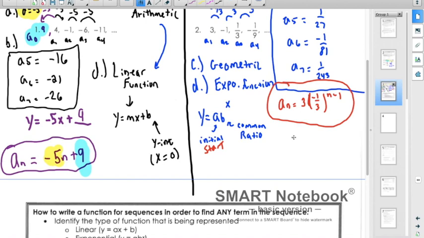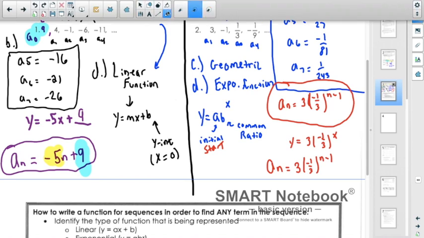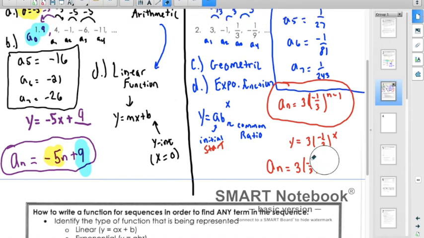So if it looked like an exponential function, it would look like y equals 3 times negative 1/3 to the x. But since we're working with sequences now, it's a sub n is 3 times negative 1/3 to the n minus 1. That minus 1 is super critical, and we will understand why once we actually learn the formulas. But for now, that is what the subscript notation would look like.